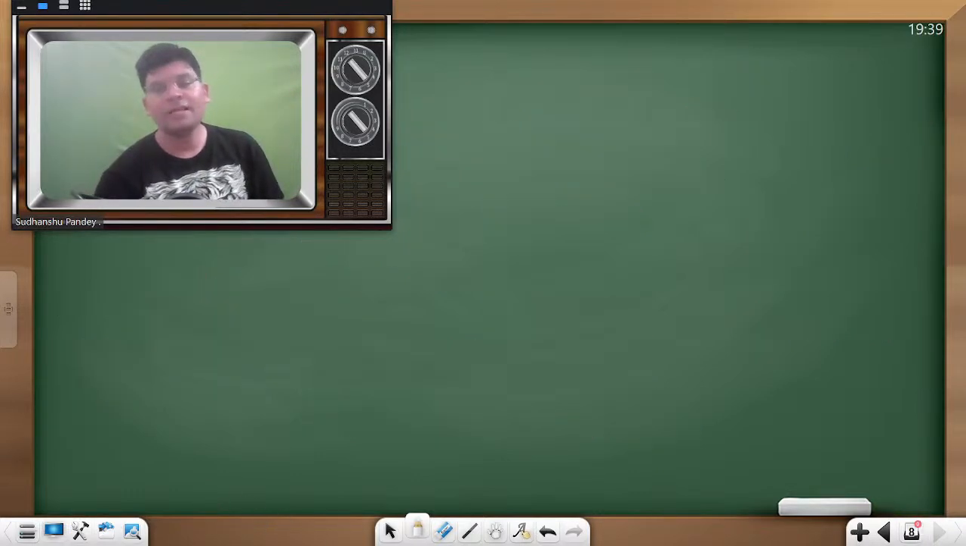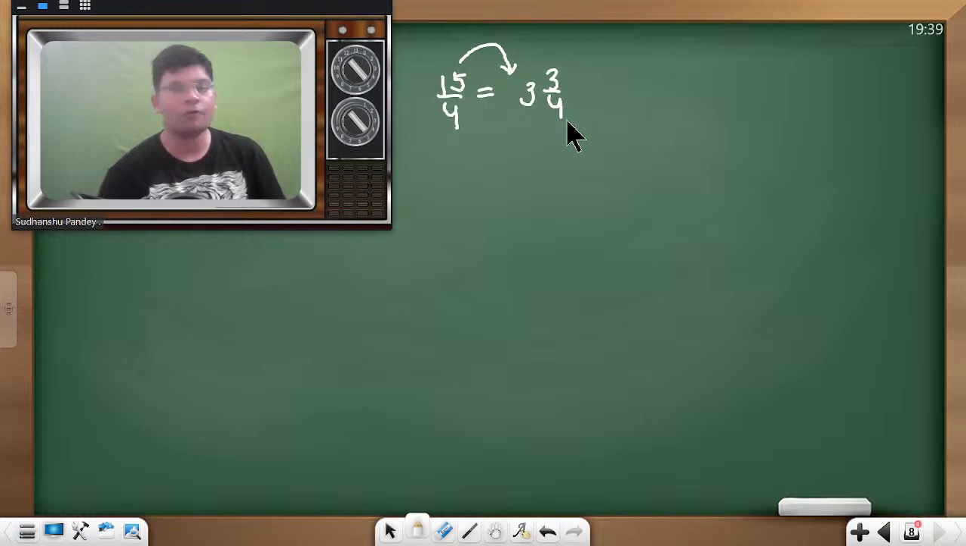Now please understand how we represent a rational number on a number line. If somebody asks you, show me 15 by 4 on the number line. So what do we do? First we convert this into a mixed fraction. So the mixed fraction is 3 and 3 by 4. 4 into 3 is 12, 12 plus 3 is 15, 15 by 4. So how to represent that number on the number line?